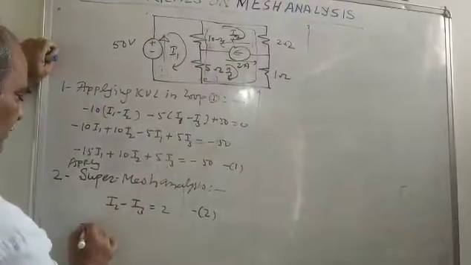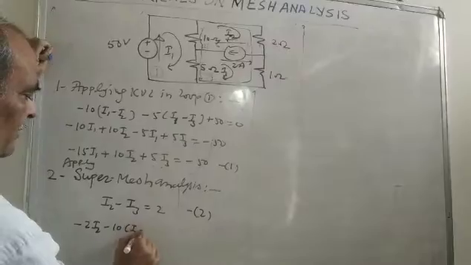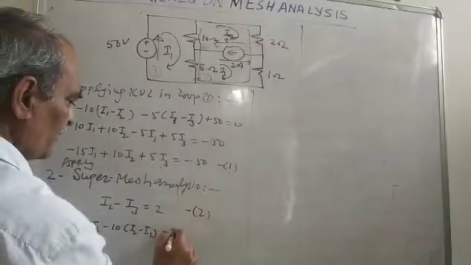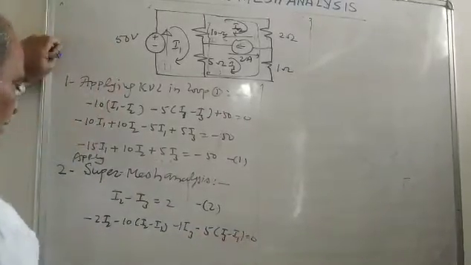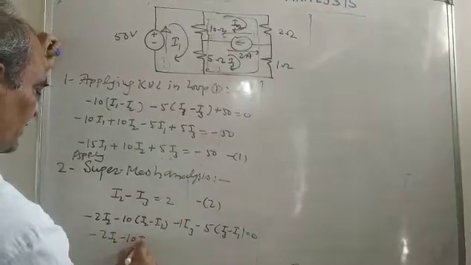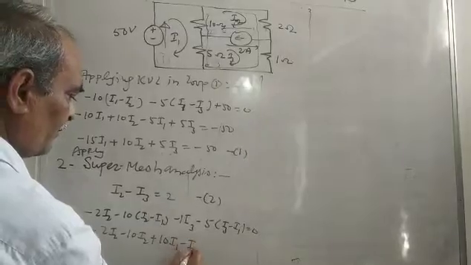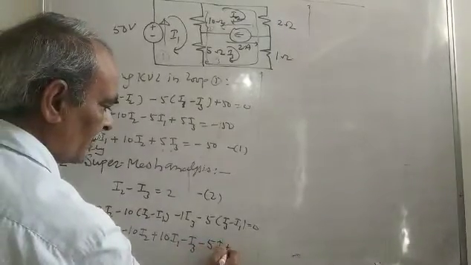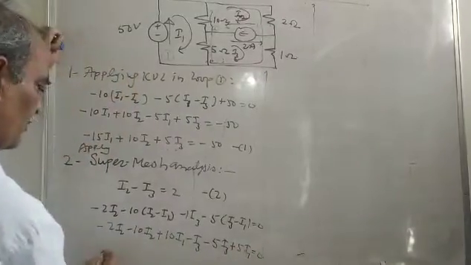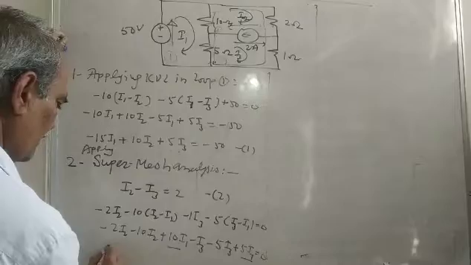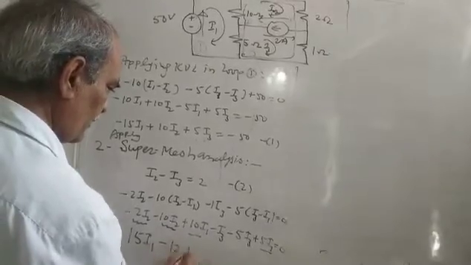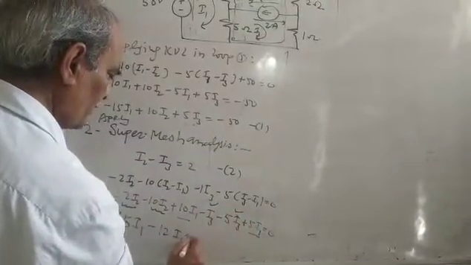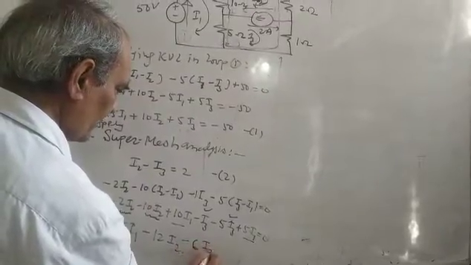So 2 ohm में करंट minus 2 into I2, 10 ohm में करंट I2 minus I1, 1 ohm में करंट minus I3, 5 ohm में करंट I3 minus I1 is equal to 0. तो minus 2 I2 minus 10 I2 plus 10 I1 minus I3 minus 5 I3 plus 5 I1 is equal to 0. So I1 coefficient 10 and 5, 15 I1, I2 coefficient 10 and 2, minus 12 I2, I3 coefficient minus 1 and minus 5, minus 6 I3 is equal to 0. This is equation number 2.